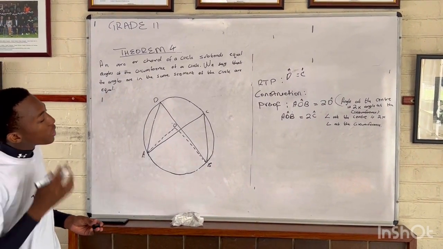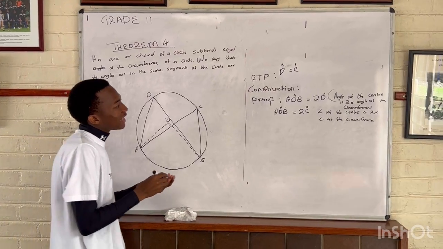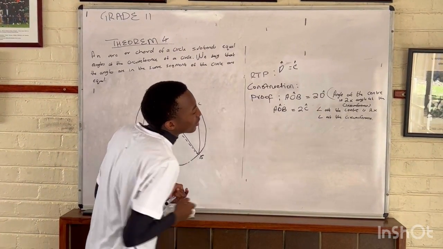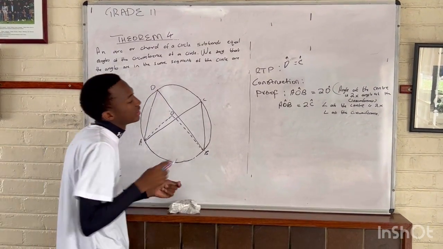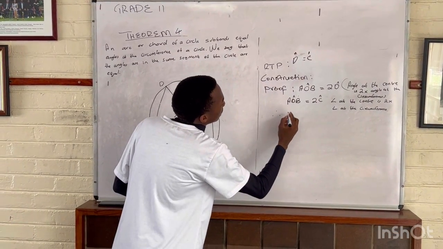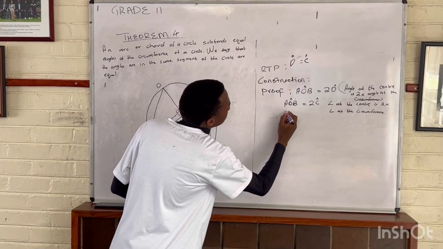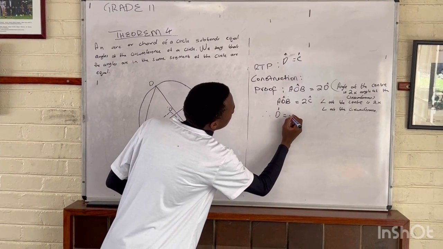Therefore, you can conclude that angle D is equal to angle C. Therefore, angle D is equal to angle C.